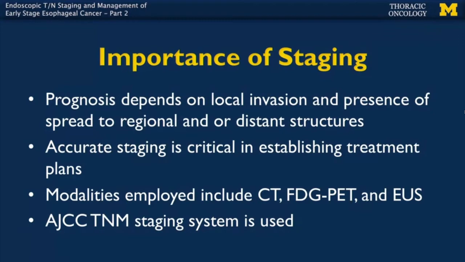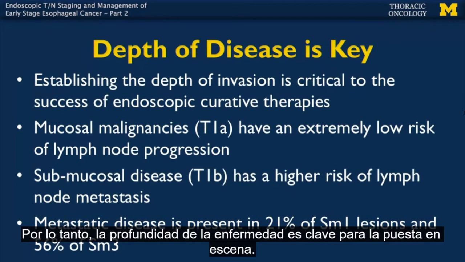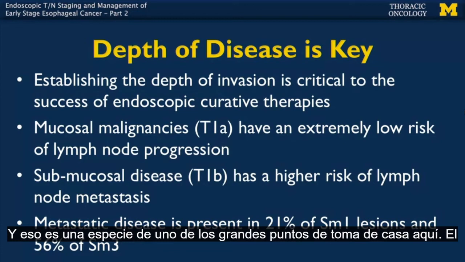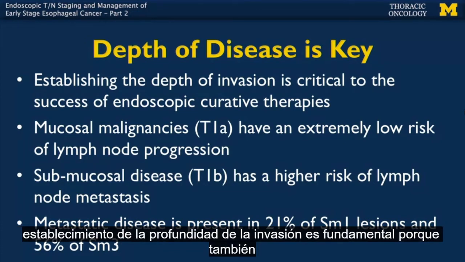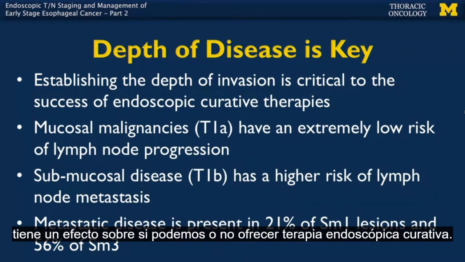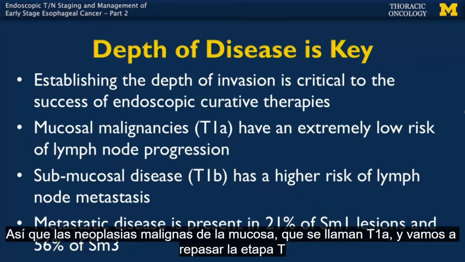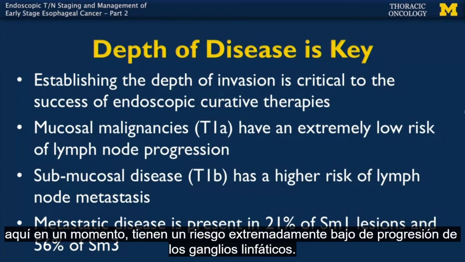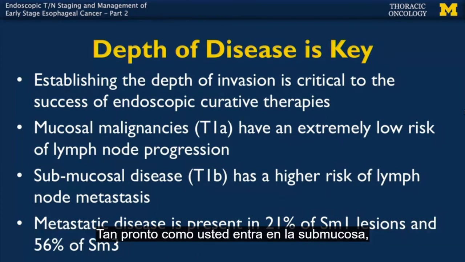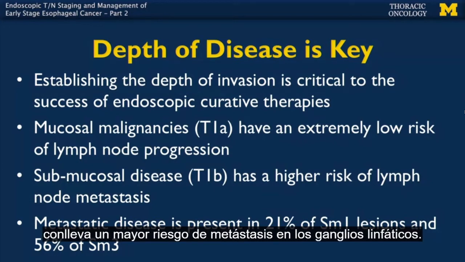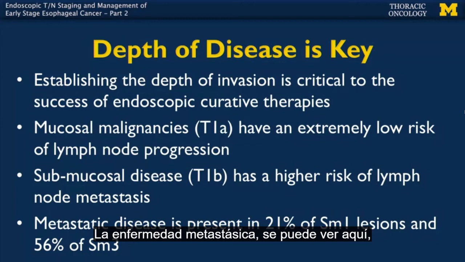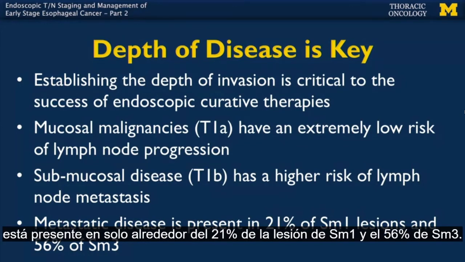So the depth of disease is key to staging, and that is one of the big take-home points here. Establishing depth of invasion is critical because it also has an effect on whether or not we can offer curative endoscopic therapy as opposed to sending the patient directly for surgical management or chemo and radiation. So mucosal malignancies, which are called T1A, and we're going to go over the T staging here in just a moment, have an extremely low risk of lymph node progression. As soon as you get into the submucosa, it carries a higher risk of lymph node metastasis. Metastatic disease, you can see here, is present in only about 21% of SM1 lesions and 56% of SM3. We're going to talk about what those mean in a moment.